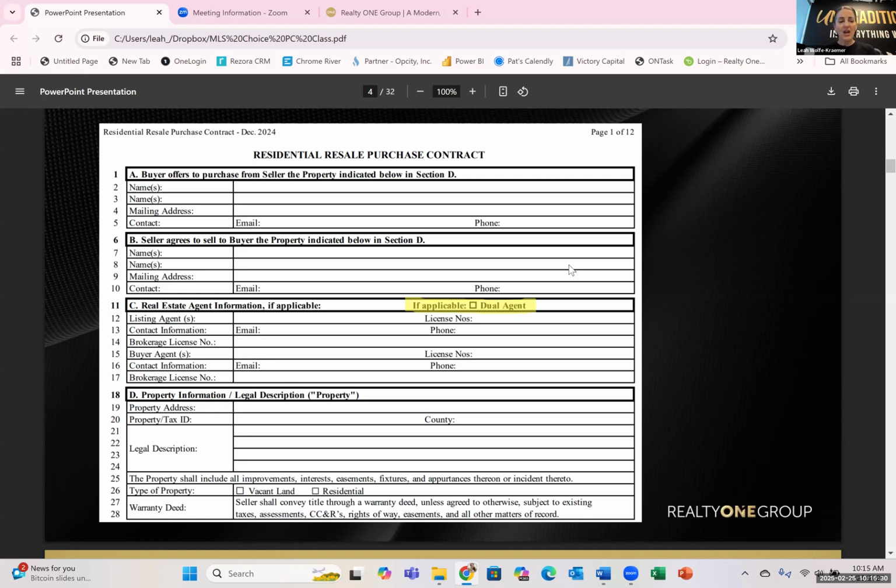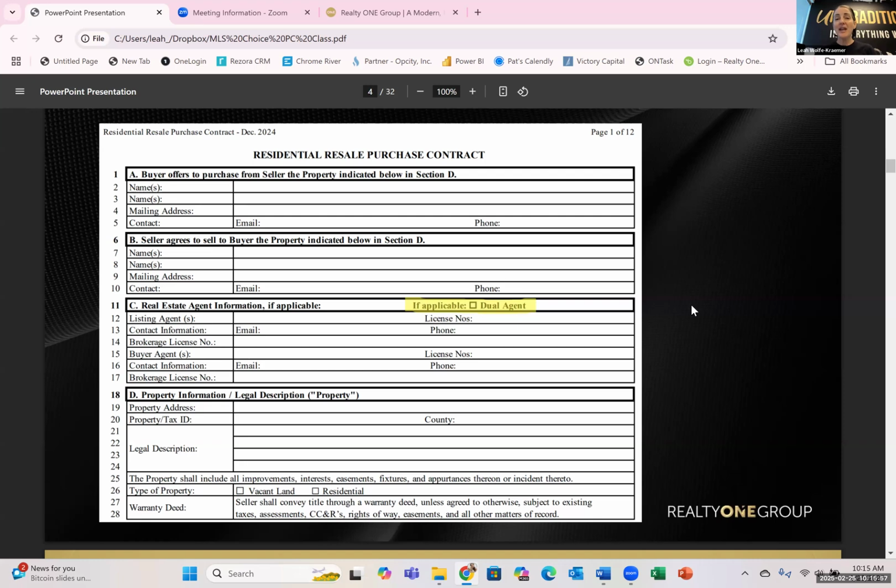Property information, again, all of the typical stuff that you would need. 26 is different. So this contract is going to be used for both residential and vacant land. AAR has 2 separate contracts for those, but these are merged for non-member forms. So just make sure that you are marking the appropriate box for what type of transaction this is.